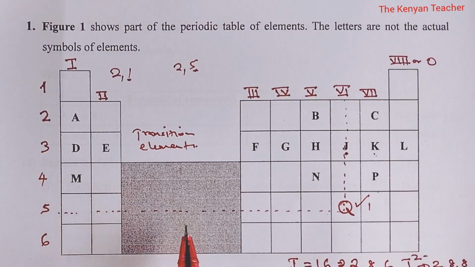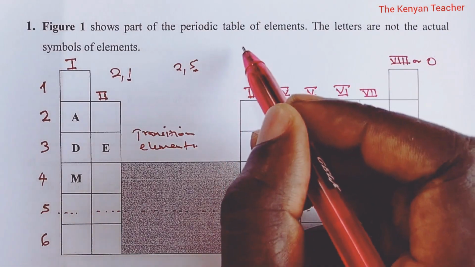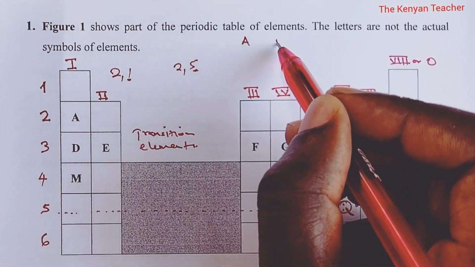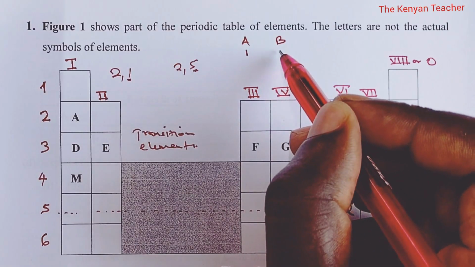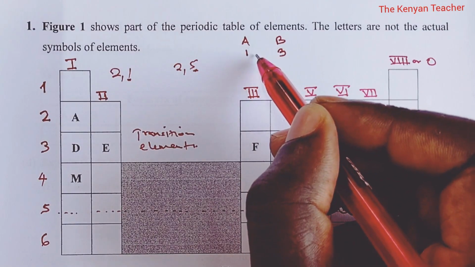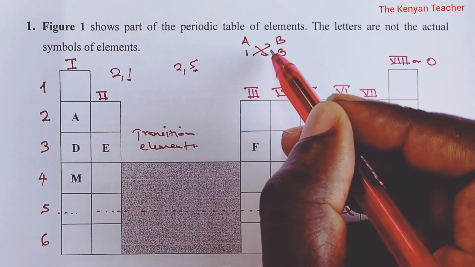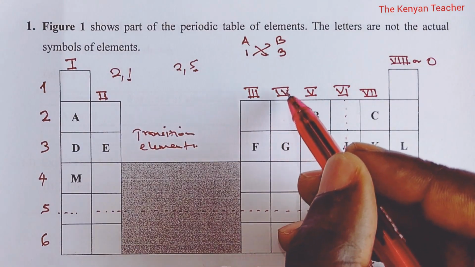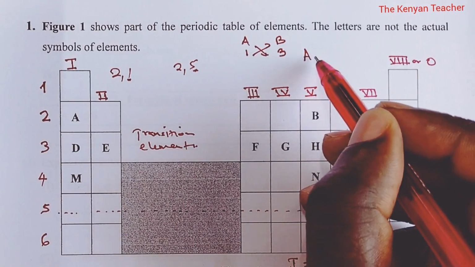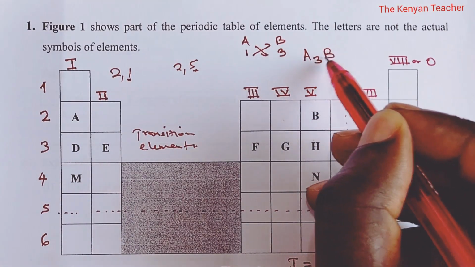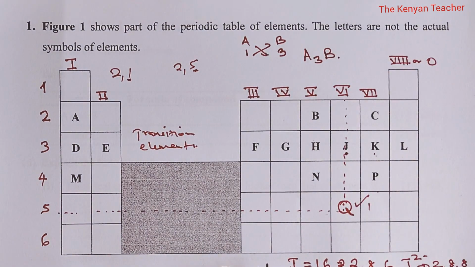So when we shall be writing the formula of the compound, we will have A, B, valency 1 and valency 3. And then, as you know, they interchange. So the formula becomes A3B. So this is what we shall copy back to the space that was left for the question.